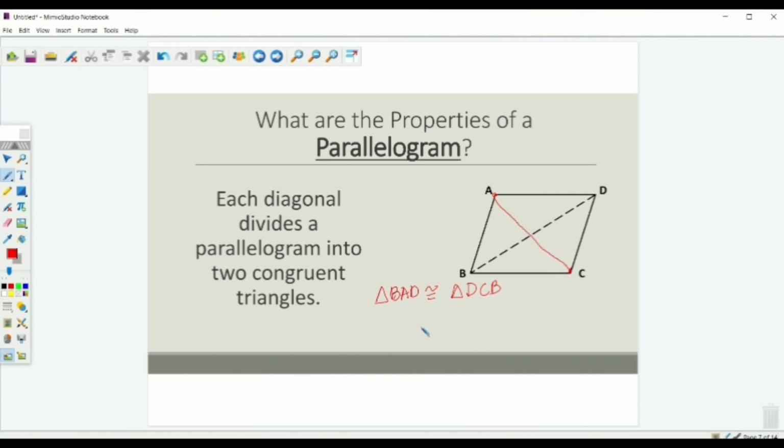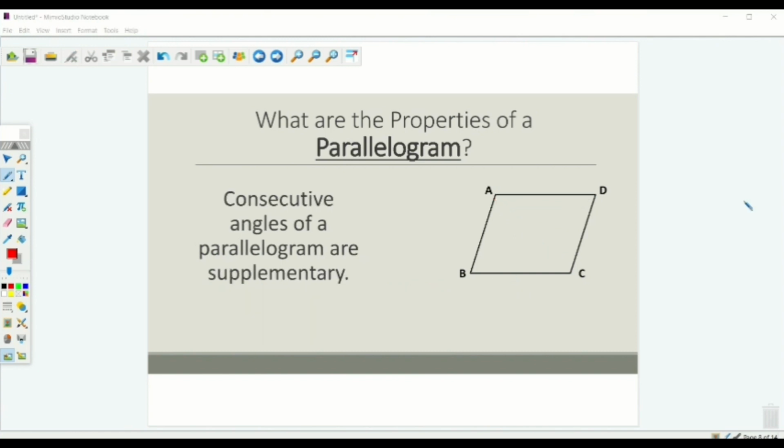Another thing is that if we connect these two non-consecutive vertices here, which is AC, we will also form another diagonal. That means triangle ABC is congruent to triangle CDA. That is why each diagonal divides the parallelogram into two congruent triangles. So we have two triangles here which are congruent to each other.